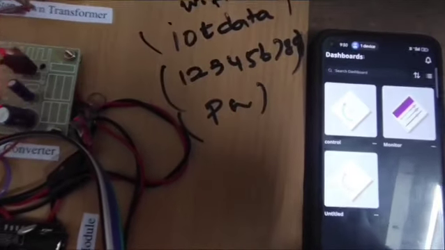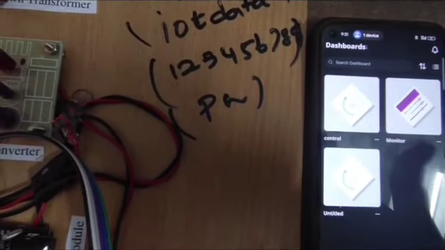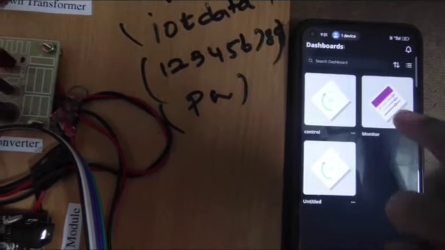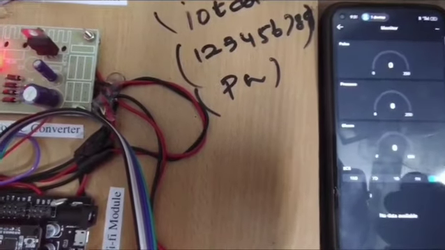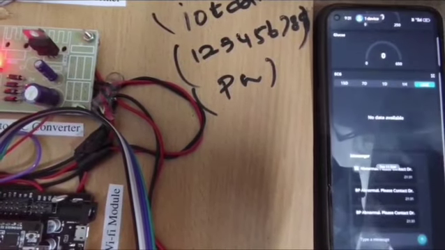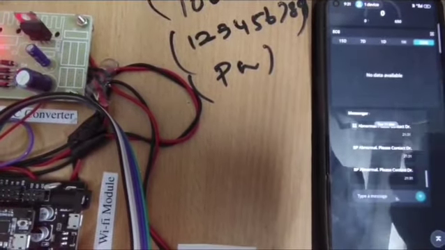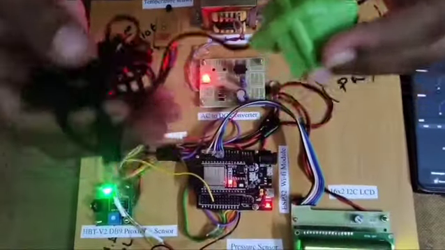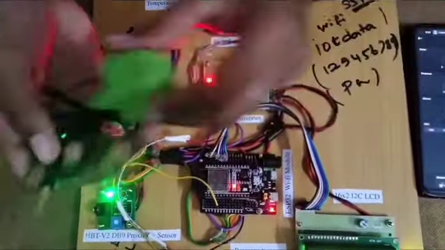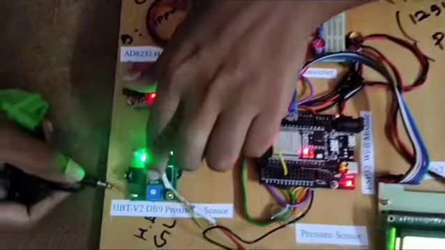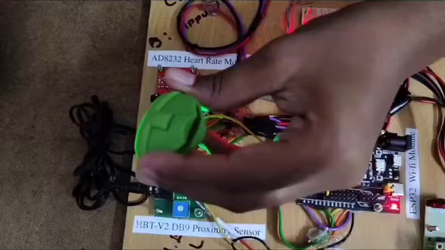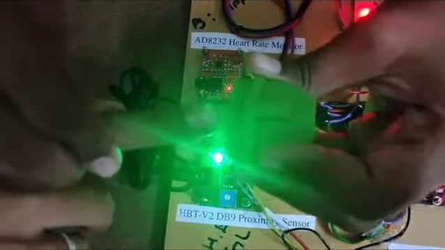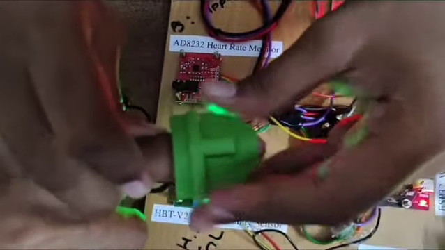So here you can see three dashboards: control, monitor and untitled. You have to choose the monitor. Here you can see the pulse, pressure, glucose and ECG waveform and the recommendation system. This is the glucose and heartbeat sensor. You have to connect this sensor to the HBT V2 DB9 proximity sensor board. Now you have to place your finger on this sensor and wait for the values.